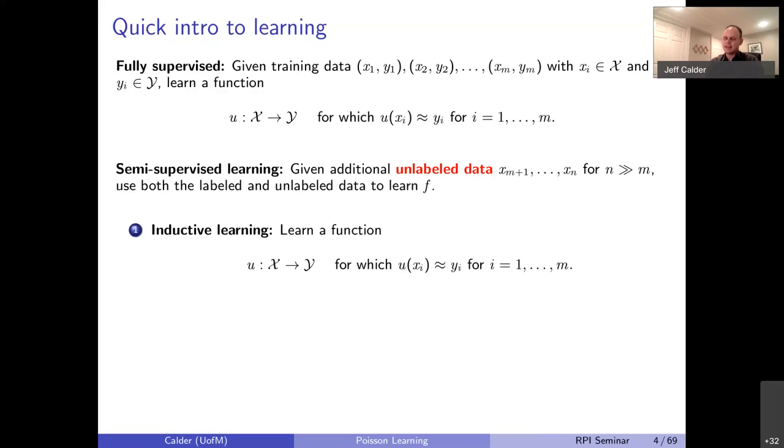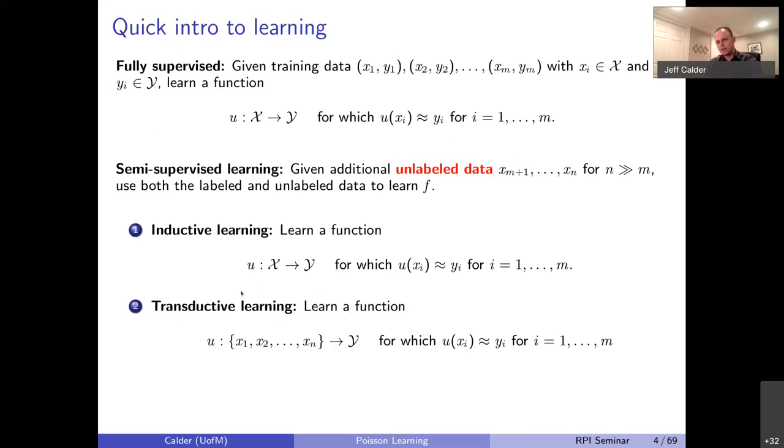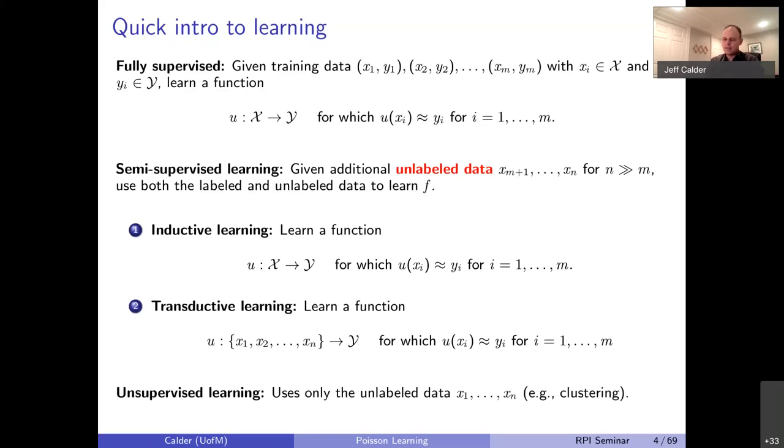This can be in the inductive setting, like in fully supervised learning, where you still learn a general rule that X maps to Y. Or, what we'll talk about more in this talk, is the transductive setting, where you don't learn a general rule to classify, but instead just propagate the labels on the data that you have. So you just learn labels for the additional unlabeled data points. And of course, there's also unsupervised learning, which doesn't use any label information, like clustering algorithms, for instance.